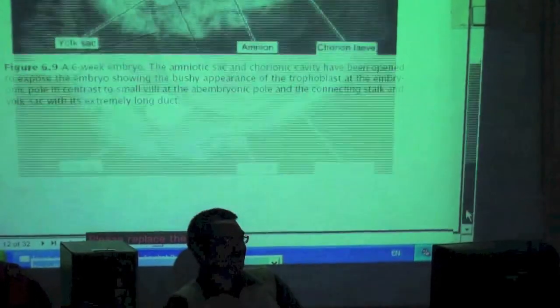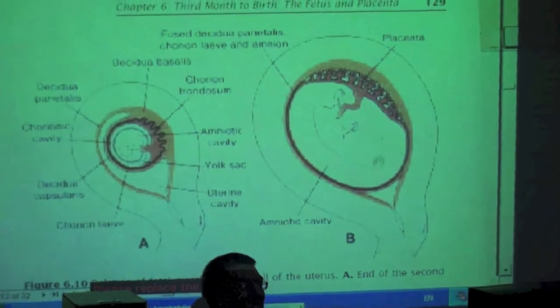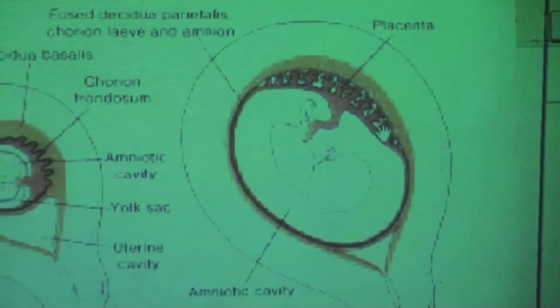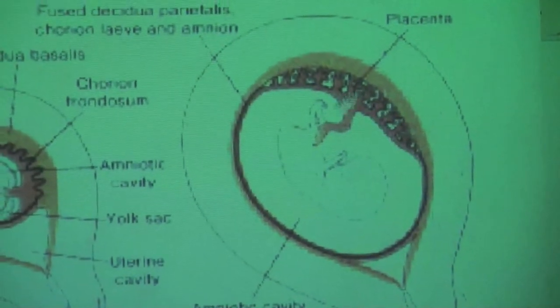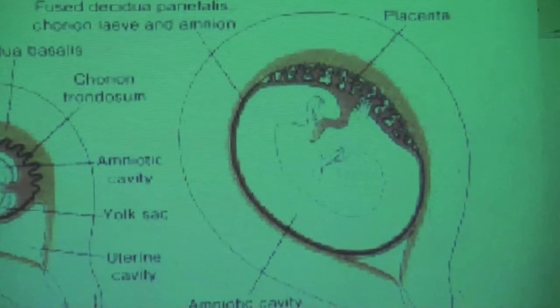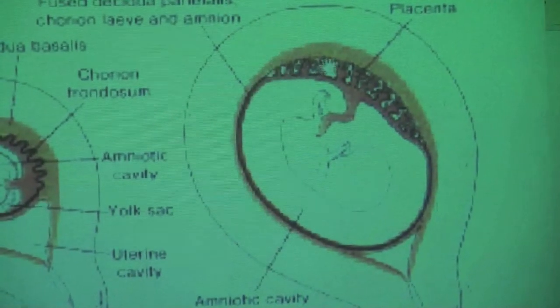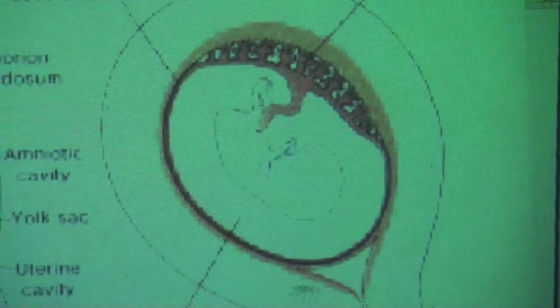Sorry, I was looking for this picture. See here, now you can see this baby. This is the umbilical cord, this whole thing is the placenta. Now, your question comes. You can see this part of the placenta has a bushy appearance, like villi, villi, villi. So this is called chorion frondosum. And the rest is smooth, so chorion laeve.